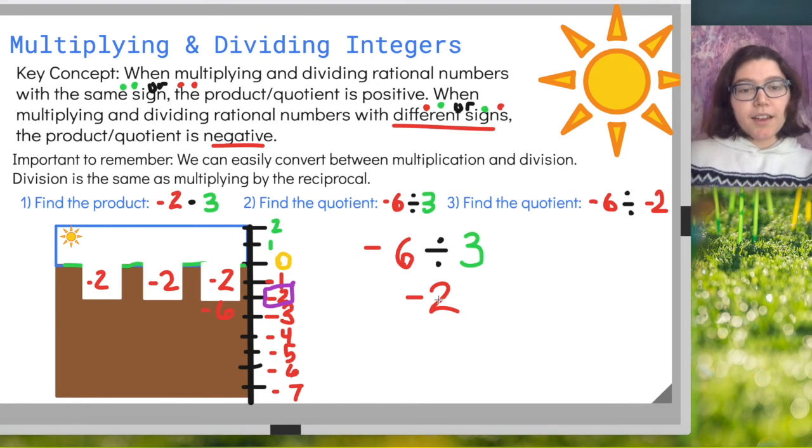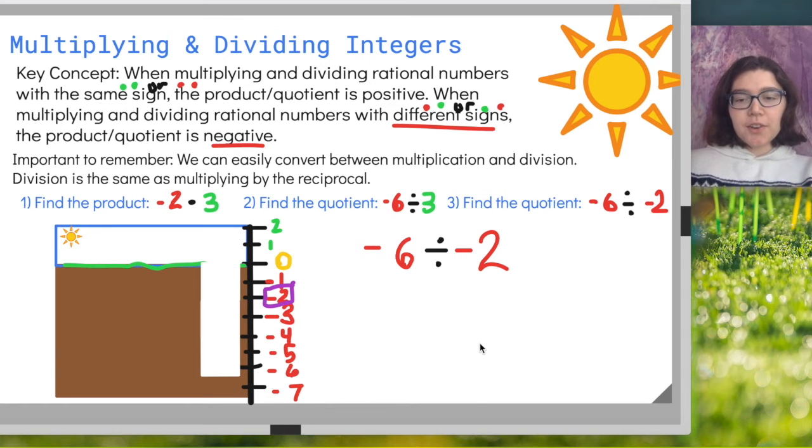Okay, awesome. So again, that was a case where we had different signs. We had -6 and +3. When we divided them, we got a negative quotient, which is what our rule states. Okay, so now let's look at kind of the last variation of this. We want to find the quotient -6 divided by -2.